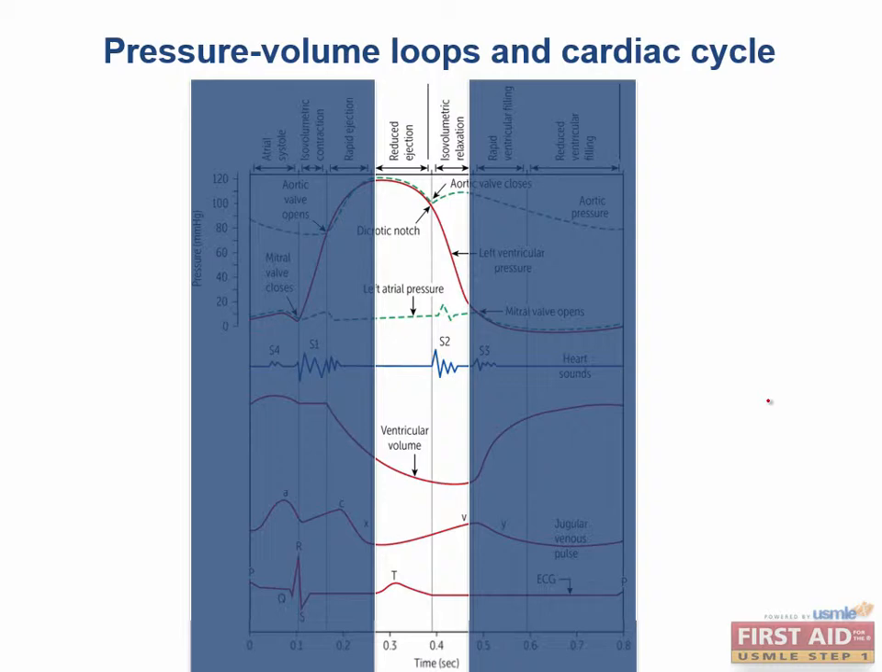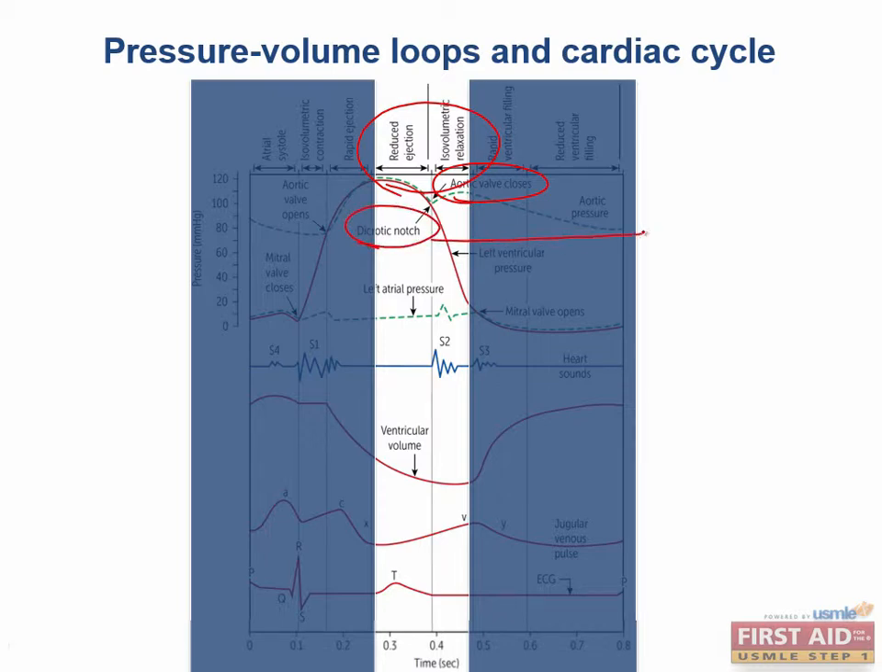Now we're going to examine reduced ejection and isovolumetric relaxation together. Eventually the ventricles start to reduce their contraction and start to relax. So the pressure in the aorta is going to exceed that of the left ventricle. Therefore, we get aortic valve closure at this point in time. Now, what is this little dicrotic notch that we're talking about here?